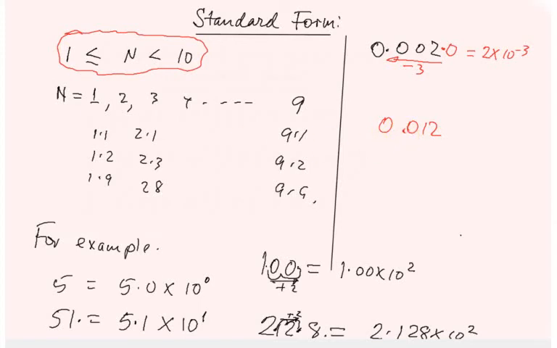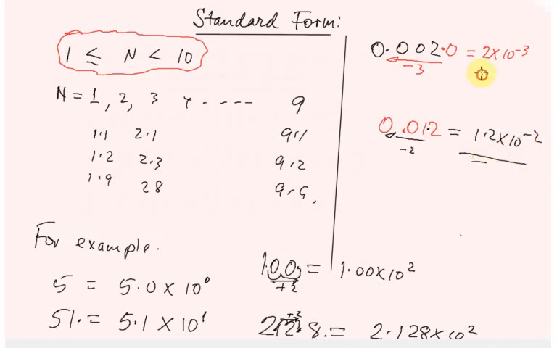0.012 will lead us to 1.2, so the point will be here. To go back to where it was, we are going back 2, so this is -2. So this is the same as 1.2 times 10 power -2.